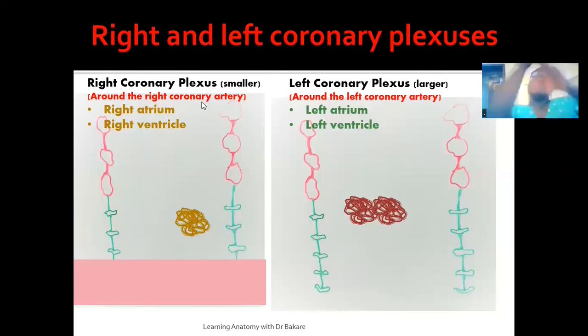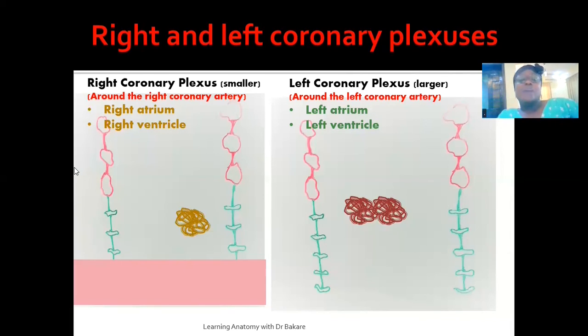So you see it around the right coronary artery, while you see the left coronary plexus also around the left coronary artery. For the right coronary plexus, it helps to innervate the right atrium and also the right ventricle, while the left coronary plexus helps to innervate the left atrium and also the left ventricle. So that is how they are being created.